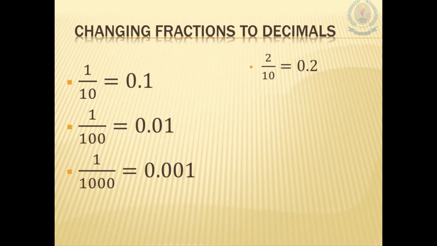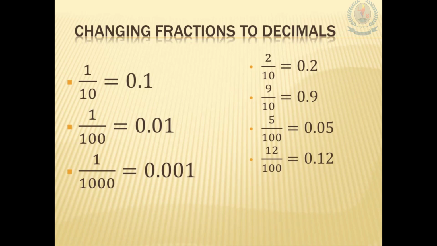2 tenths. 1/10th is equal to 0.1, so you can write 2 tenths as 0.2. 9 tenths is equal to 0.9. Because 1/100 is equal to 0.01, you can write 5/100 as 0.05. 12/100 you can write as 0.12.